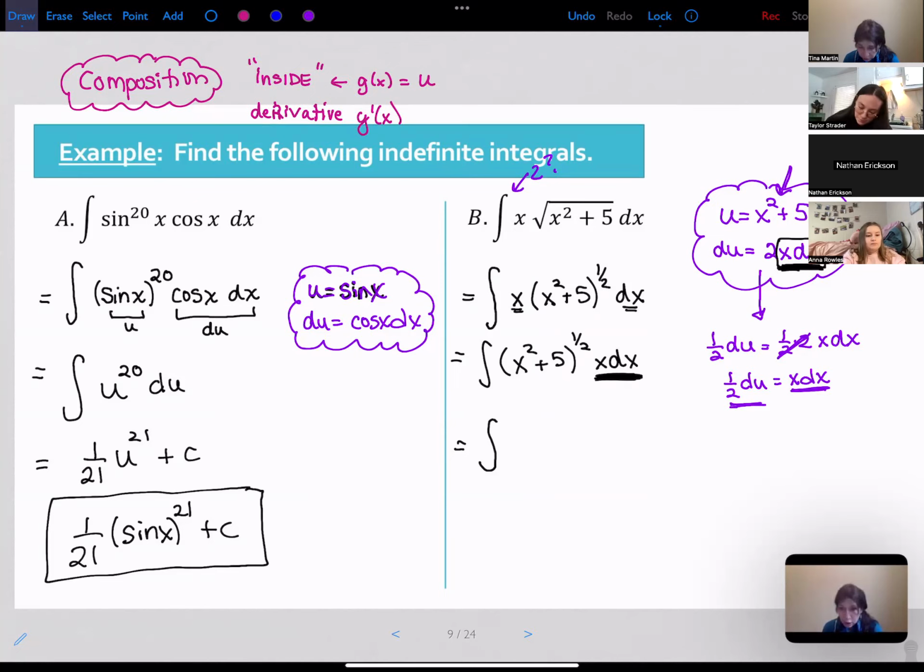Yeah. So we would write that as u to the 1/2. And then the x dx, if we do it my way, but everybody can do it their own way if they learned a different way, okay? X dx would then get replaced with 1/2 du. Do you see that?